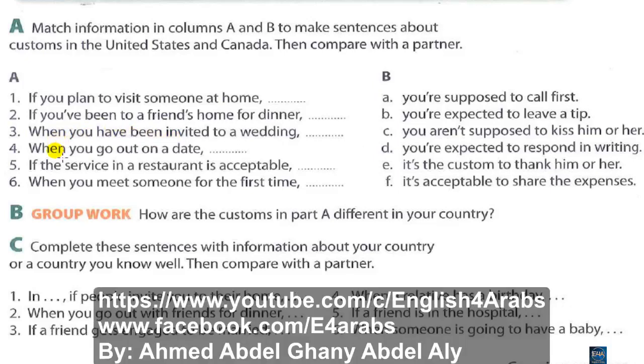4. When you go out on a date, there is a W sound between go and out. A date, of course, is to have a romantic relationship. When you go out on a date, it's acceptable to share the expenses. Like you pay 50%, I pay 50%.